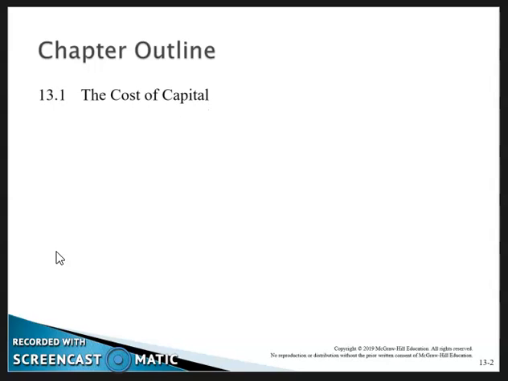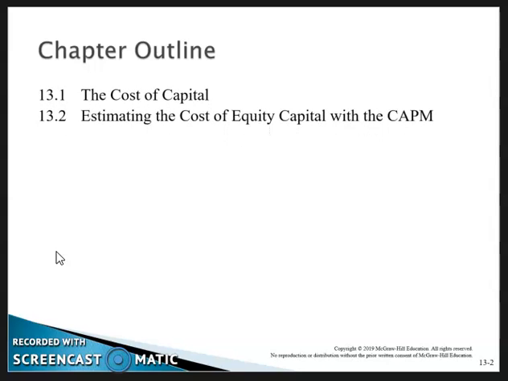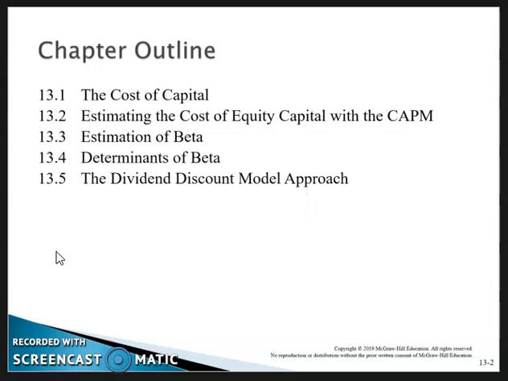So, chapter outline: cost of capital, estimating cost of equity capital using the CAPM, estimating beta, determinants of beta. Then we'll talk about the dividend discount model approach. So we can use the capital asset pricing model, or we can use the dividend discount model to determine the cost of equity capital.